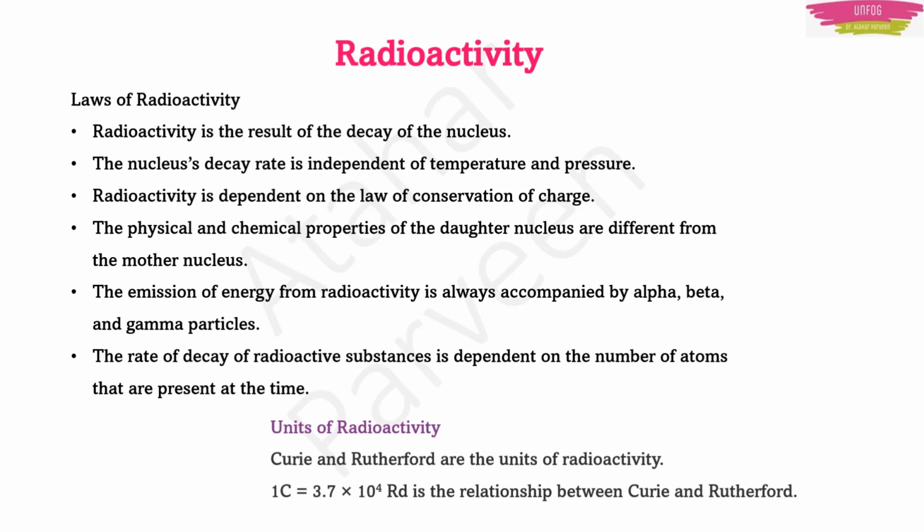And coming to the units of radioactivity, there are two units. One is Curie, Madame Marie Curie's Curie, and the other is Rutherford. 1 Curie is equal to 3.7 into 10 to the power 4 Rutherford. This is the relationship between Curie and Rutherford. They can ask this question as an MCQ. You have to remember that 1 Curie is equal to 3.7 into 10 to the power 4 Rutherford.